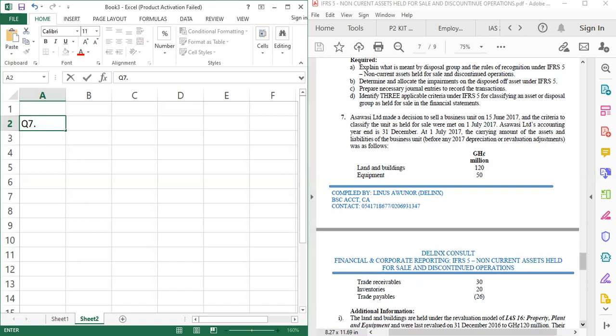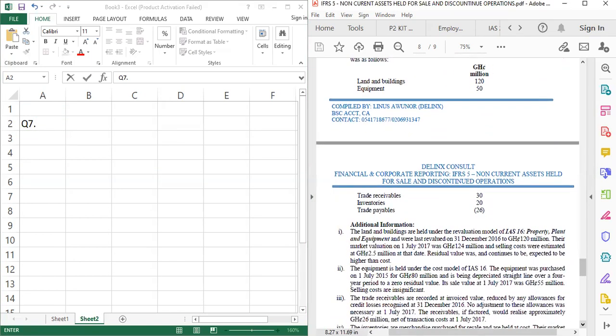Additional information 1. The land and buildings are held under the revaluation model of IAS 16, Property, Plant and Equipment, and were last valued on 31st December 2016 at 120 million. Their market valuation on 1st July 2017 was 124 million, and selling costs were estimated at 2.5 million at that date. Residual value was and continues to be expected to be higher than the cost.